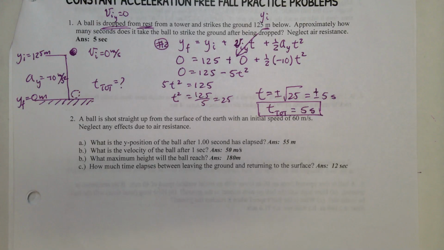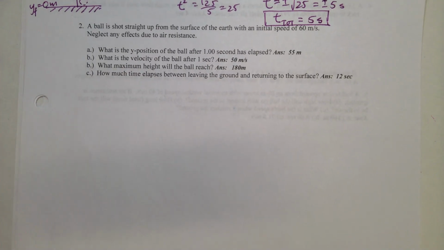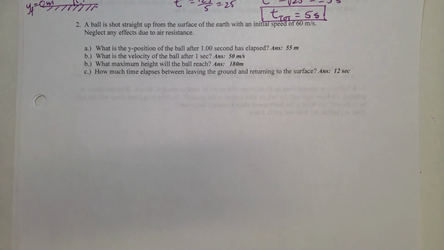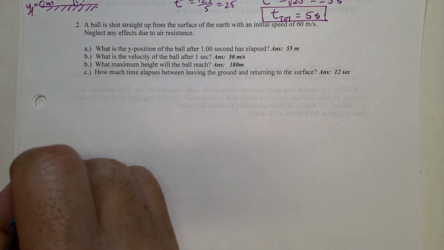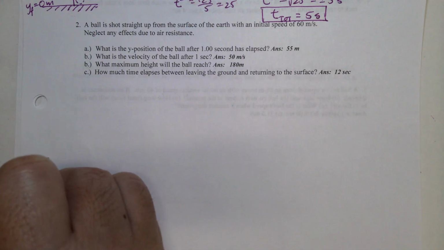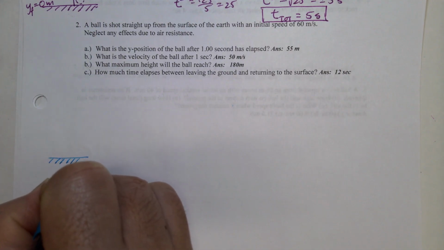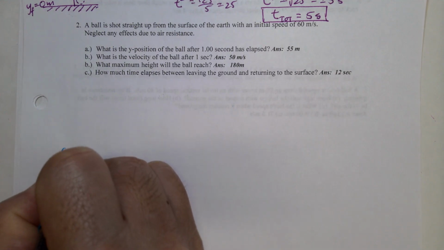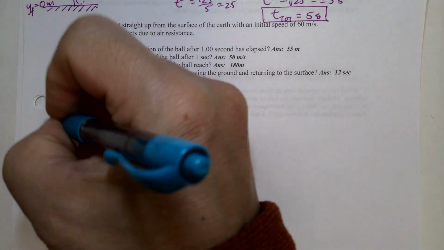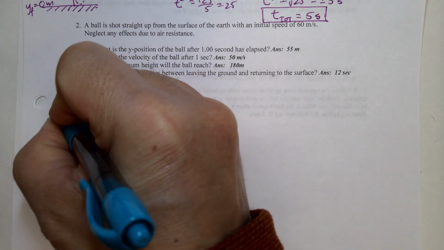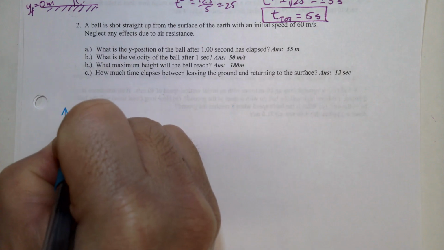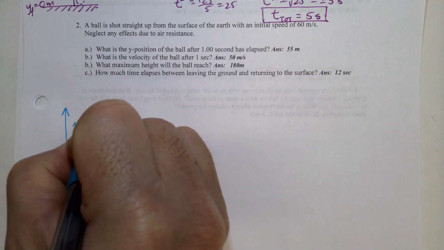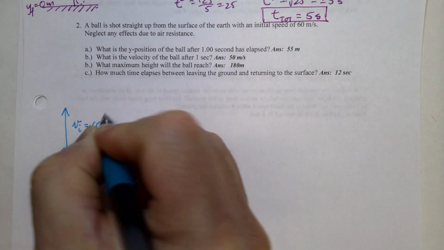All right, let's take a look at number 2. A ball is shot straight up from the surface of the earth with the initial speed of 60 meters per second. So here's my earth, here's my surface of the earth, and the ball is shot straight up with the initial velocity of 60 meters per second.